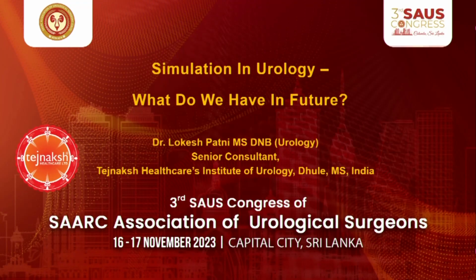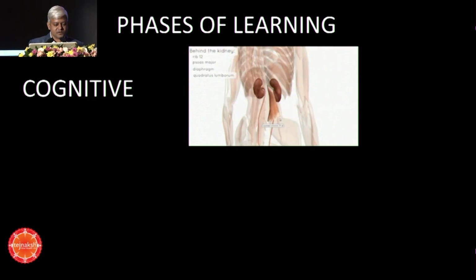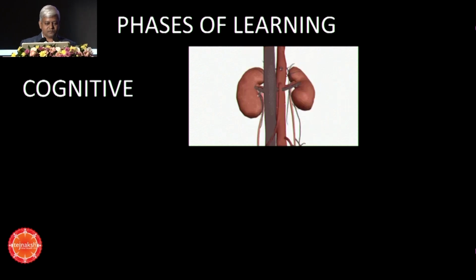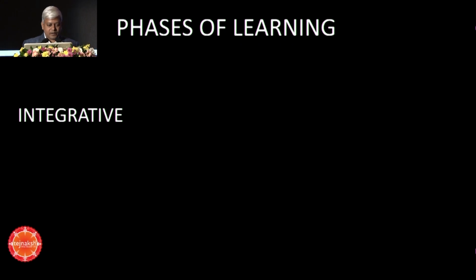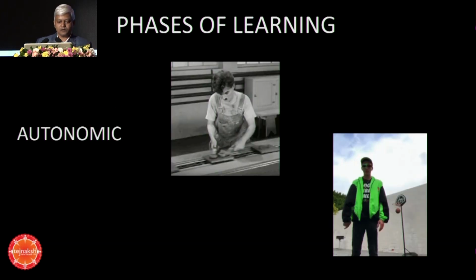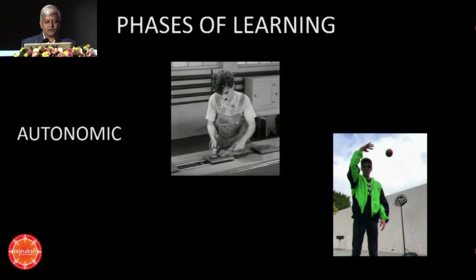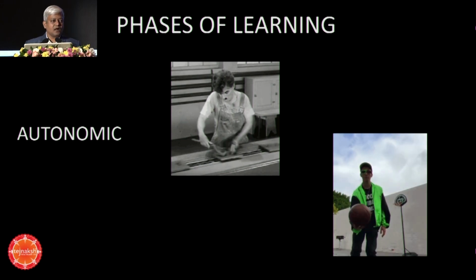Good afternoon, everybody. I'm going to talk about simulation in urology. Basically, there are three phases of learning. The cognitive phase includes demonstration of the anatomy or the basics of the surgery, then didactic lectures and book reading. Then the acquired knowledge is transferred into psychomotor action using practice. Then comes the autonomic phase, in which the person executes his learned skills in an automatic fashion without using much cognitive input. These phases are to be practiced in the OR.